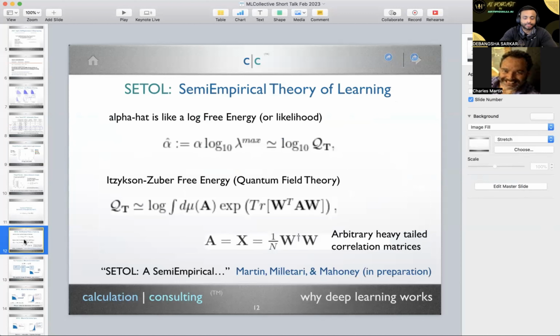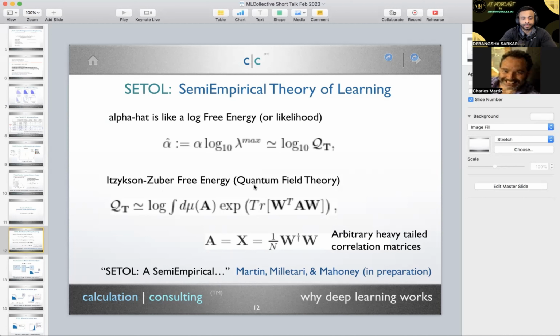Here we go. So it turns out that, and I have a blog post on this, and we have a paper coming out on it, alpha hat can be thought of as a log quality metric, or a log free energy. What in machine learning you might call a likelihood. It's a type of likelihood. It turns out, though, you need to formulate this. I have a paper where I show how to formulate this in terms of an exact and super free energy.